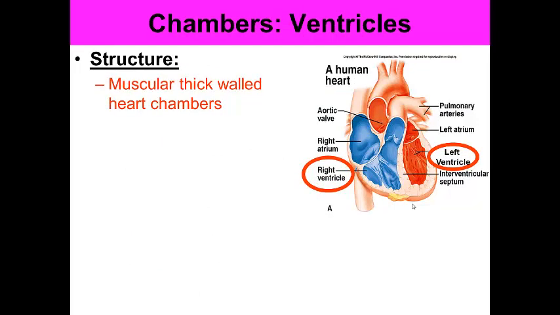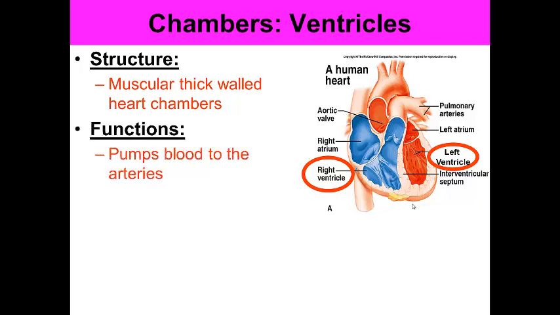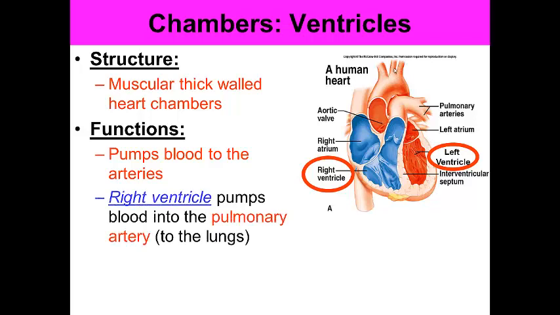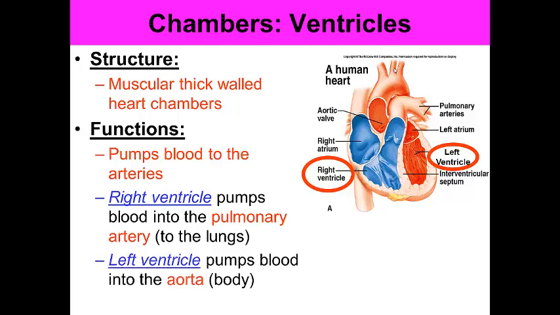The next two structures are muscular thick-walled structures of your heart. So they are the part that does the strongest type of pumping. Their job is to pump blood into the arteries, either if you're talking about the right side, the pulmonary arteries, or if you're talking about the left side, the aorta. So the right ventricle pumps blood into the pulmonary artery, that goes to the lungs. The left ventricle pumps blood into the aorta.